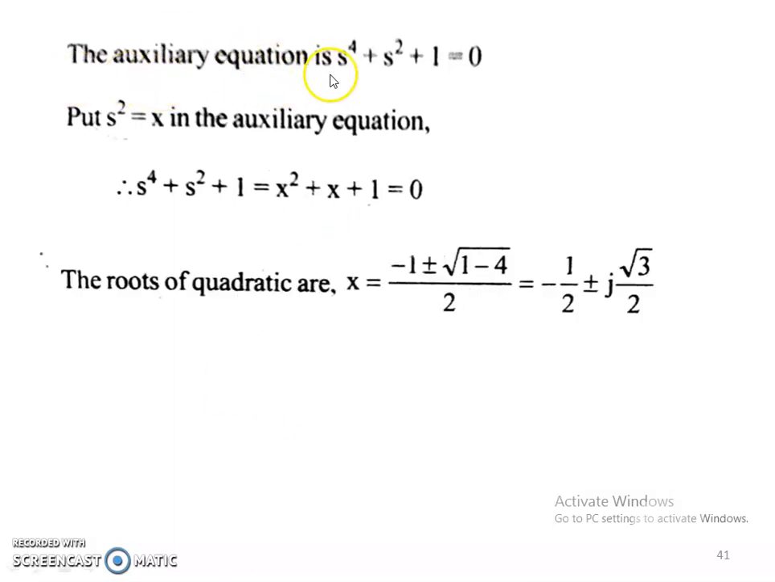The auxiliary equation you have got is s to the power 4 plus s square plus 1 is equal to 0. Here we take s square is equal to x. Substituting in this auxiliary equation, you will get x square plus x plus 1 is equal to 0. This is a quadratic equation. The roots can be found by minus b plus or minus root of b square minus 4ac by 2a. After substituting, you get the roots as minus 1 by 2 plus or minus j into root 3 by 2.